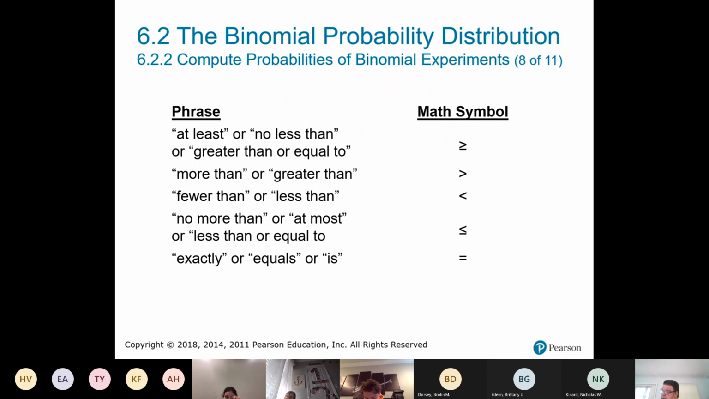So this one means at least. This one means at most or equal to. At most or equal to. This one is greater than. And less than.